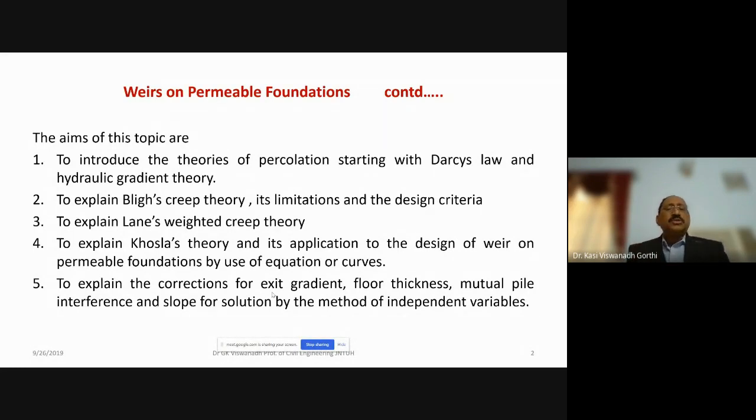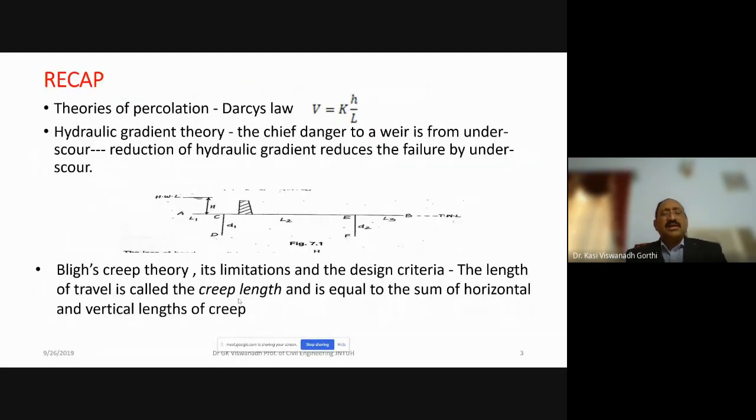Then about the Khosla's theory, the application of the Khosla's theory for the design of weir on a permeable foundation by the use of equations or curves, and to explain the corrections for the exit gradient, correction for floor thickness, correction for mutual interference of piles, correction for the slope, and method of independent variables is used for getting the solution for these corrections also.